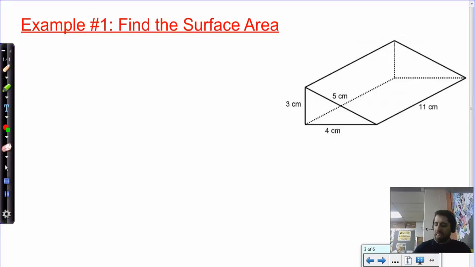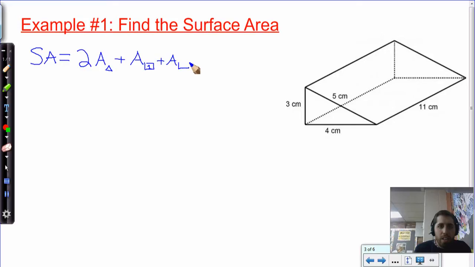So we said surface area is made up of all the areas. So what is this surface area made up of? This surface area is made up of two triangles, 2 times the area of the triangles, plus area of rectangle 1, plus area of rectangle 2, plus area of rectangle 3.